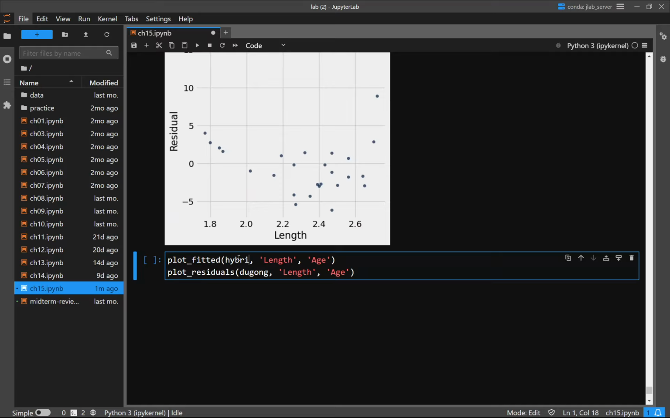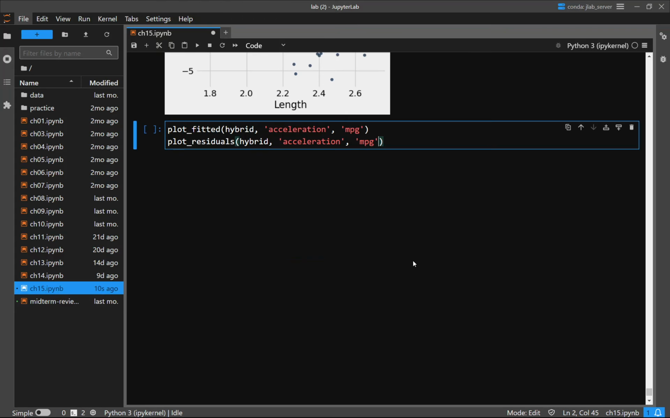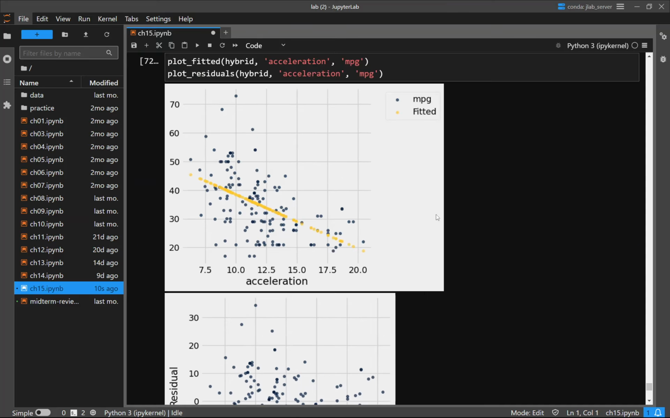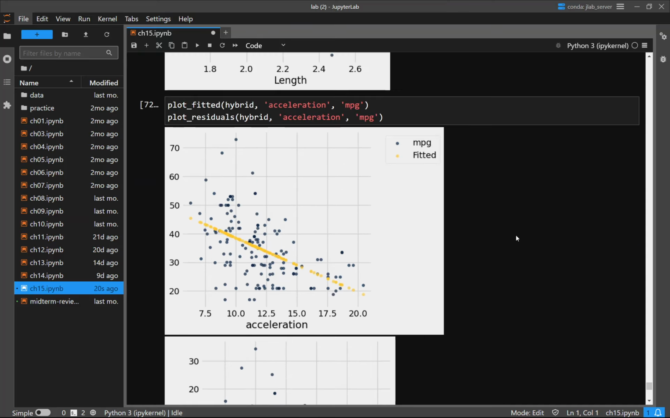So hybrid, the acceleration, predicting miles per gallon. Because you would think that a car that goes faster or can accelerate faster probably gets worse gas mileage. Ta-da! All right, so let's look at this graph and see if we see anything. Here's the best fit line. It looks like, yeah, as your acceleration increases, the miles per gallon decreases, which I think makes sense in my mind. So it's a negatively correlated thing.